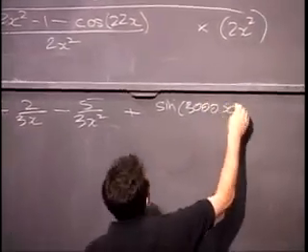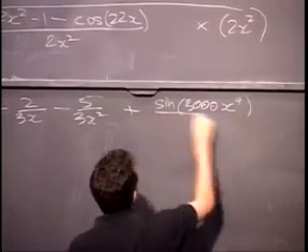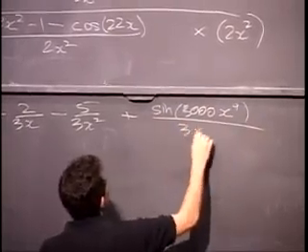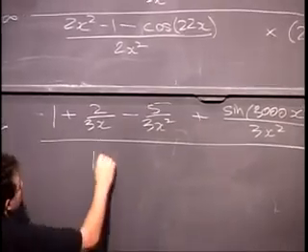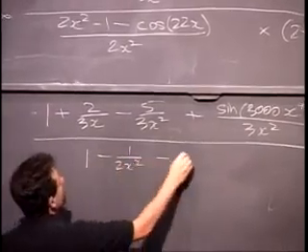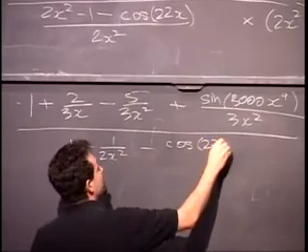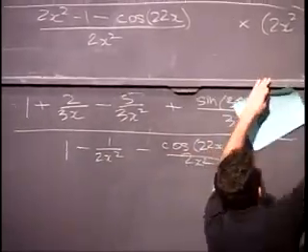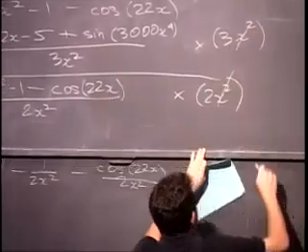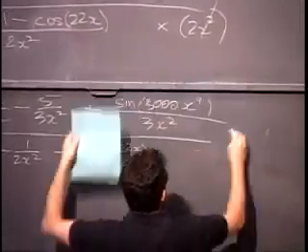What is it, 3000x to the 9, all over 3x squared. And I do the same on the bottom. 1 minus 1 over 2x squared minus cosine 22x over 2x squared. And all that's left is to cancel out these x squareds here, and you have a 3/2.